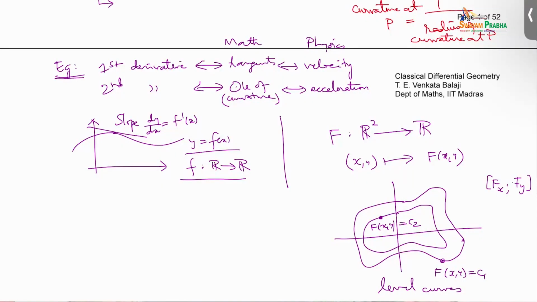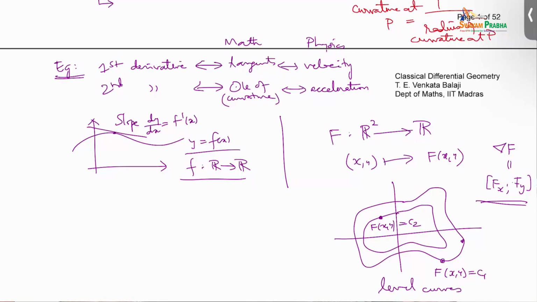And what is the speciality? How is the first derivative connected with these level curves? At any point, this is grad F, the gradient. The geometric point is that the gradient is the normal to the level curve. If you take a point here, the normal direction is given by the gradient. So on these level curves, at every point the gradient is normal.